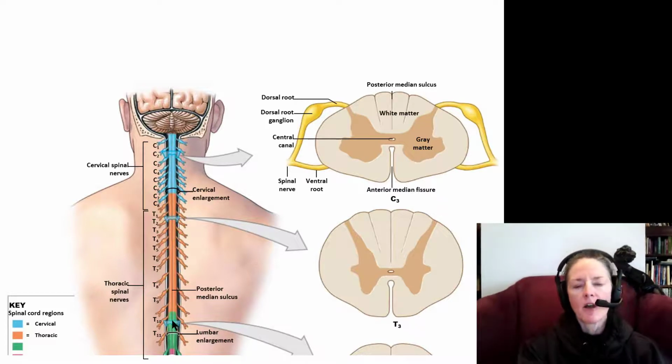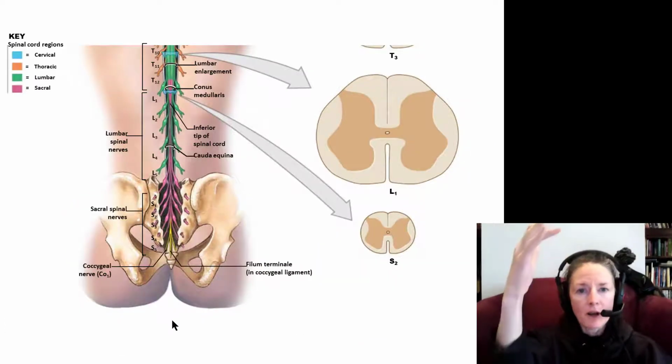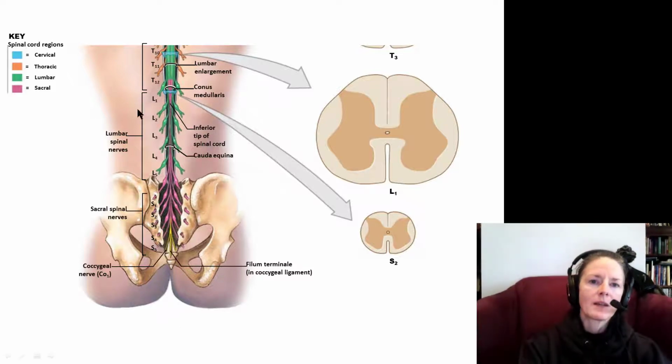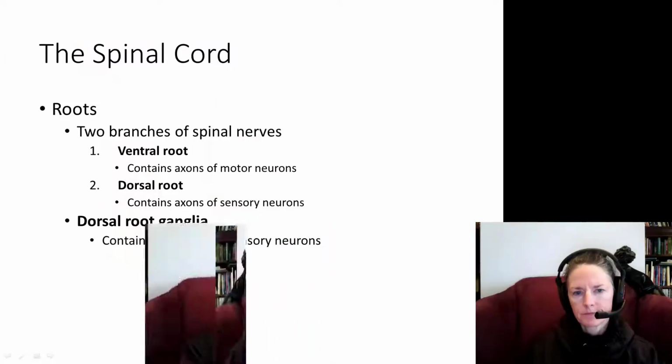Now we run into that other issue: the spinal cord is not as long as the vertebral column. When we get down to these lower segments, remember our conus medullaris ends at around L1 or L2, and this is where our sacral segments of the cord are. So these nerve roots have to travel a long way down to get to their exit points, and this is why we have the cauda equina.